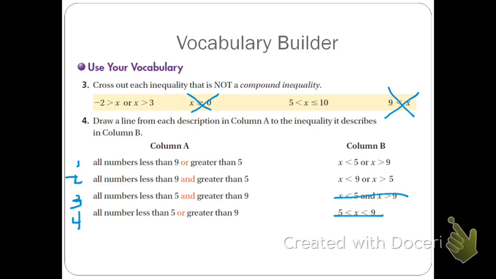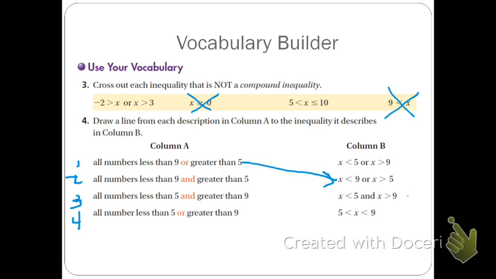Our endpoints are 9 and 5. We have both 9s and 5s, but we then need to look at our directions. So we have less than 9. There's our less than sign. But greater than 5. So x greater than 5 and less than 9 would be this one right here. Let's look at 2. Let me erase these so that we don't get confused with the other ones.